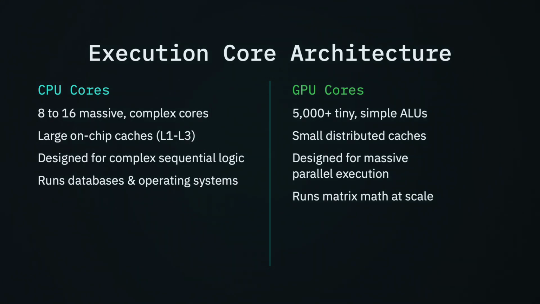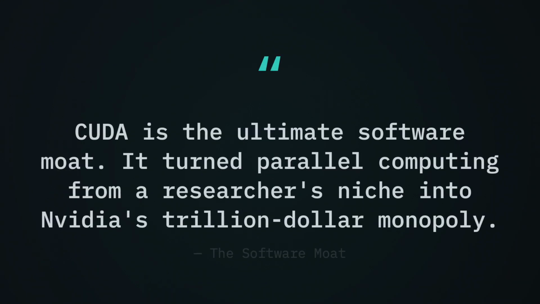You don't need a single genius processor solving complex logic puzzles. You need a massive army of basic calculators doing simple math all at once. This is why the industry turned to the graphics processing unit, or GPU. How did Nvidia capture this market? It wasn't just the hardware, it was the software.